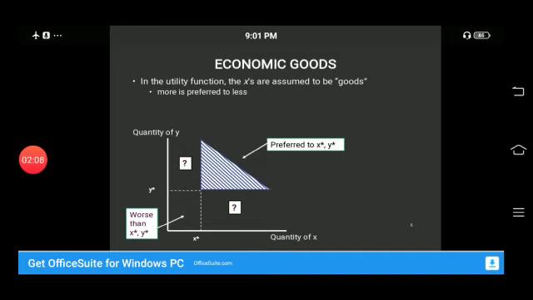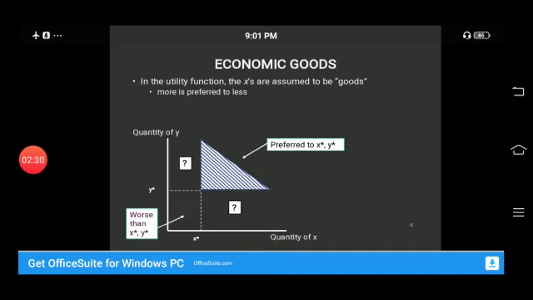Whereas all the points below x star and y star would be worse. We will not prefer those, because in that zone we will get less of both products, x star and y star.